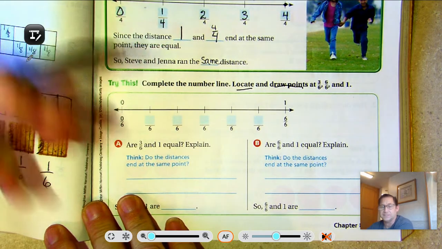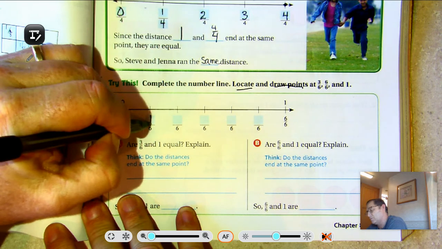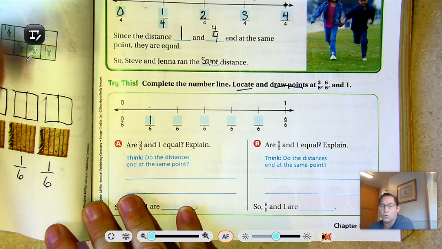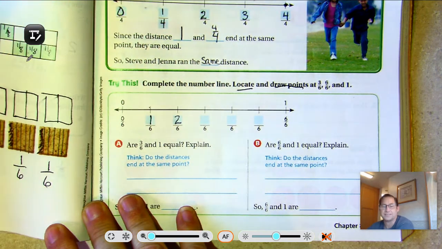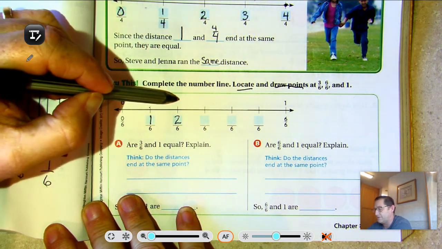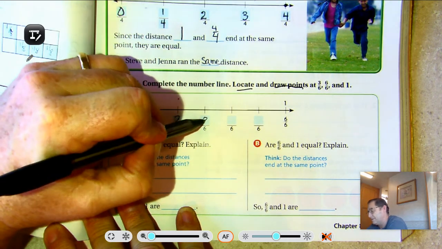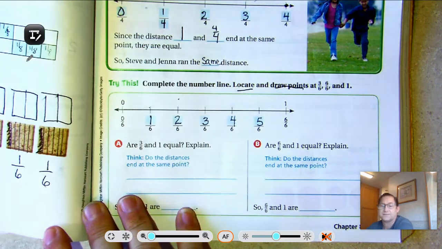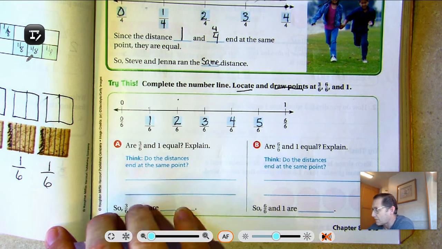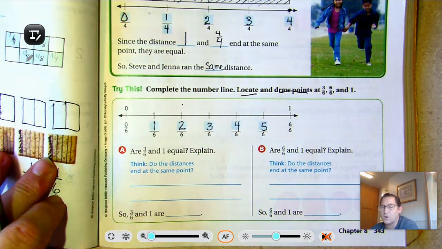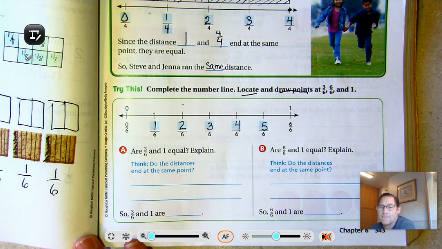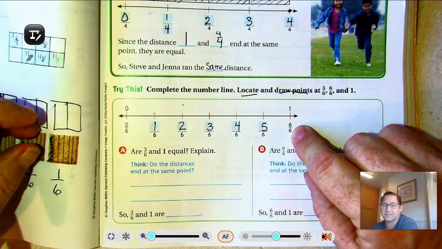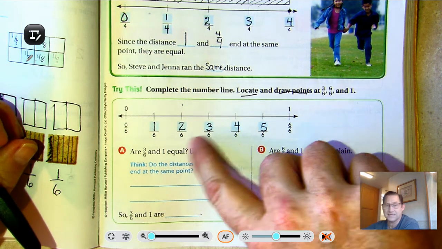So when we're at 0, it's 0/6. The next part will be 1/6. So the distance from here to here is 1/6 of the whole. The next one is 2/6 of the whole. So from 0 to here is 2/6. Then 3/6, 4/6, 5/6, 6/6. Now remember, each of these parts are all smaller than 1 whole. The only one that's the same as 1 whole is this one right here, 6/6. Everything else is less than 1 whole.